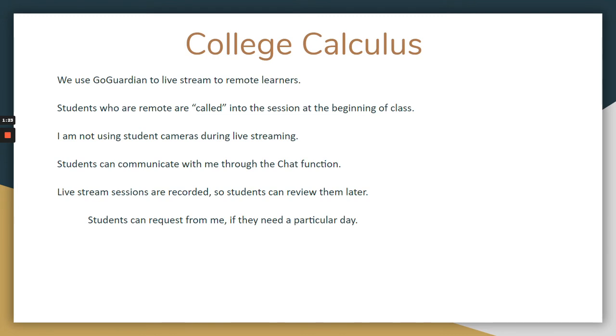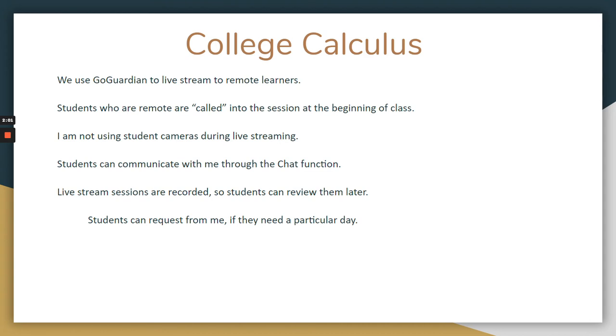The way we live stream to students is GoGuardian. Students who are remote are called at the beginning of the class. So I click on all the names at the beginning of the class to get those students involved. They can see my screen, they can hear me, I can see their screens. I don't turn on student cameras, but they can chat with me through a chat function, which seems to be working very effectively. So anybody who's not sitting in the classroom when we're in class that day, I will call in, whether they are supposed to be remote or not, so they can participate.